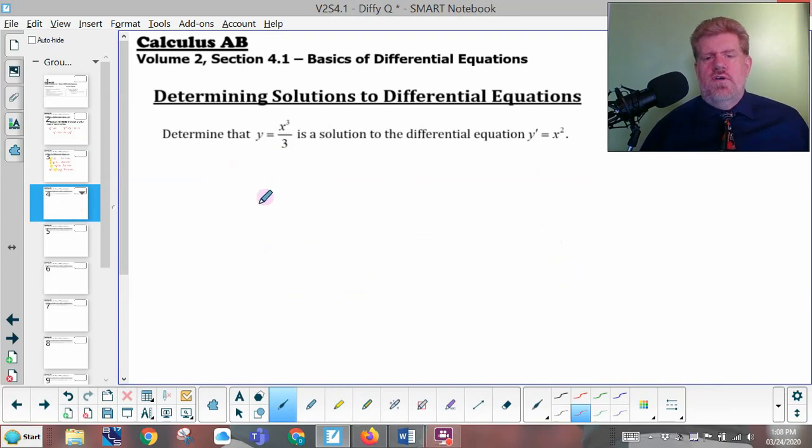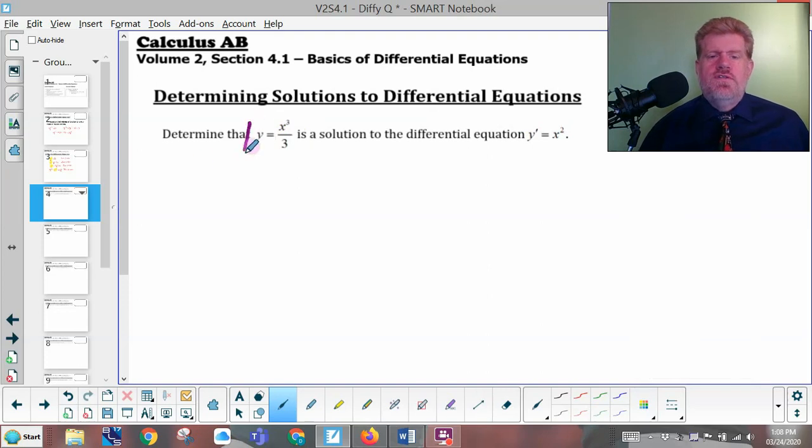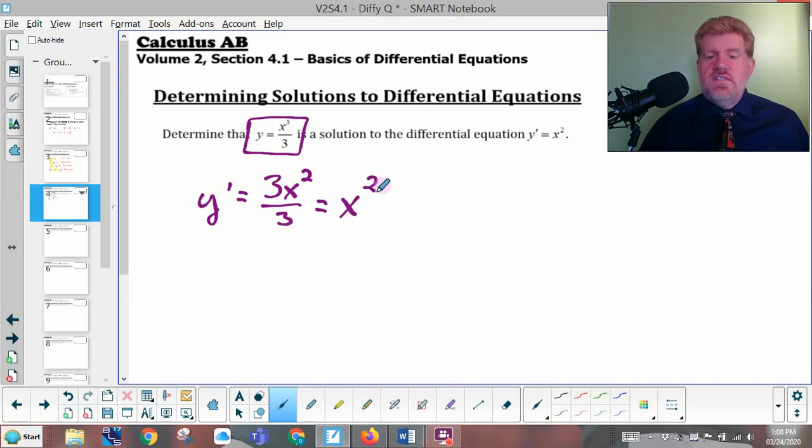Here's what we're going to start with. We're being given a differential equation, y prime equals x squared. The question is, is this a solution to the differential equation? Basically what you mean is, if I took this derivative, would it fit that equation? And I think this one is pretty obvious, because for x cubed over 3, the derivative would be 3x squared, and that over 3 is just x squared, so y prime is x squared.